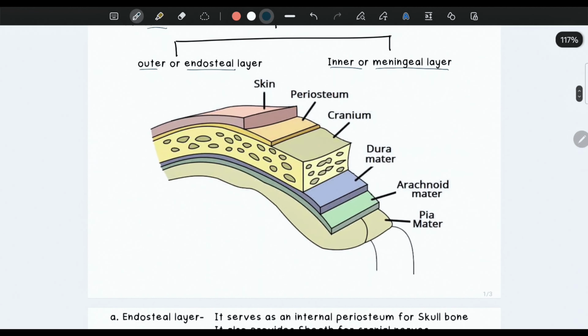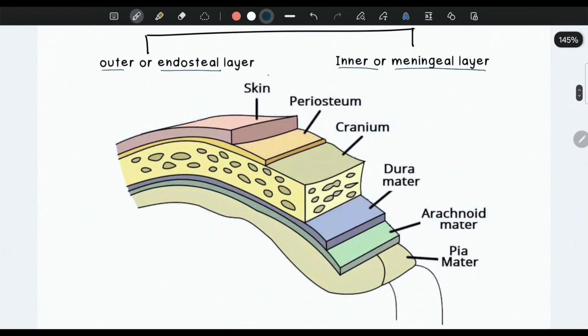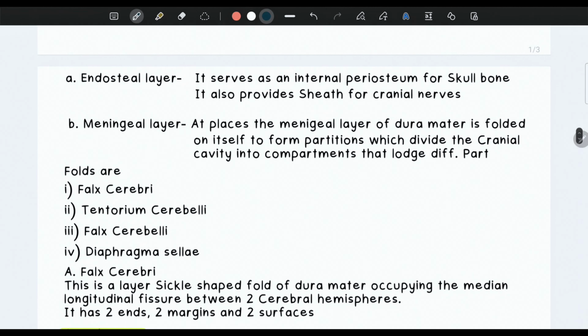In this diagram we can see all the coverings of the brain. The first one is skin, then periosteum, then the cranium bone, which is the bony part, then the dura mater, arachnoid mater, and pia mater. Then we will see each layer of dura mater in detail.